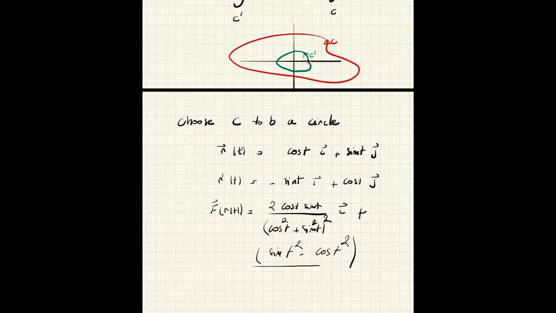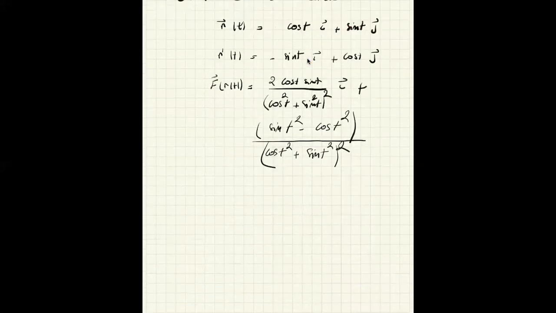and you divide by cos t squared plus sine t squared. I think it's, yeah. Then do the scalar product and then compute.